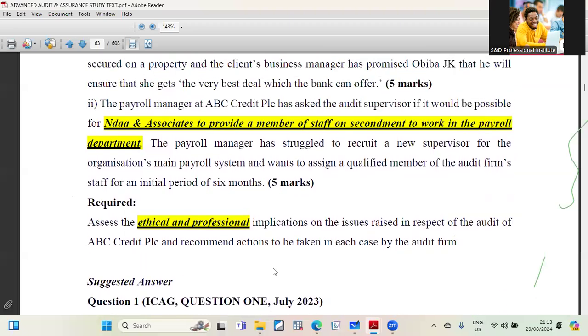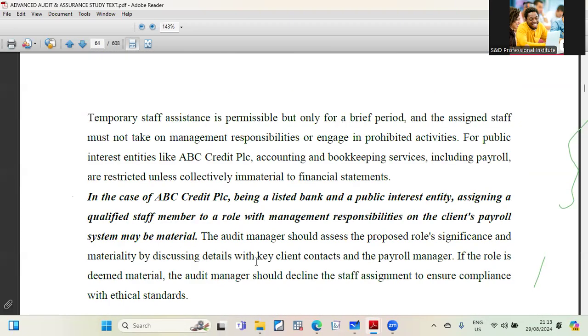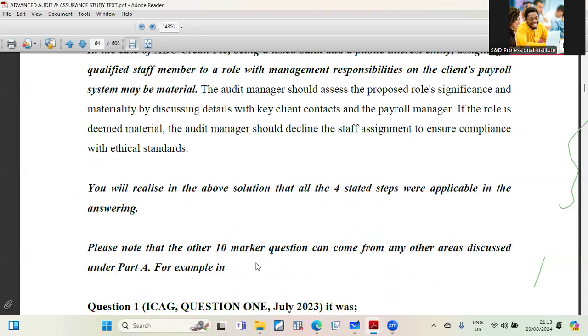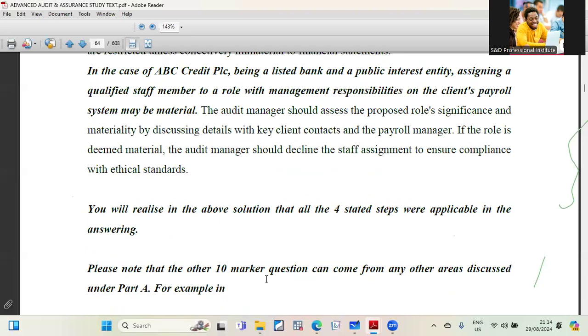All right, so this one, of course, I provided you how you write your answer as usual. You realize that the 4 stages that I've taught you were all applicable in answering. Please take note that the other 10 marker question can come from the other areas that we will discuss. We have not discussed it yet. All right, so that is that.